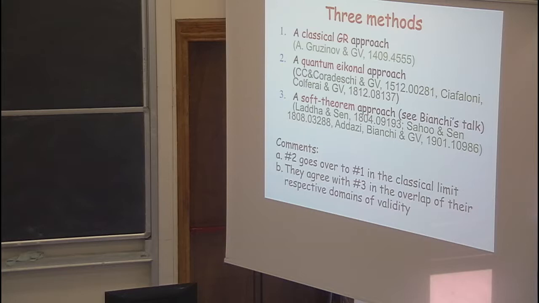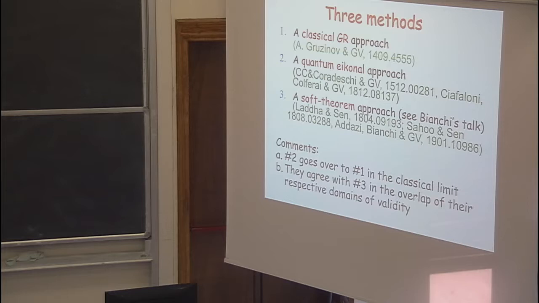There is a quantum eikonal approach which follows the same philosophy as the rest of the talk. And then there is the soft theorem approach that Massimo illustrated, which also has important contributions by these other authors. Now, comments. Number two goes to number one in the classical limit, which is good news. We recover from this quantum eikonal approach the classical results. And they agree with number three in the overlap of the respective domains of validity, which is also good news.